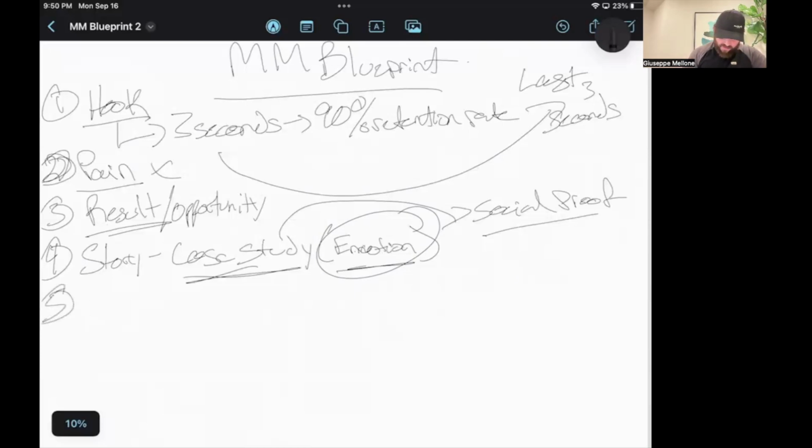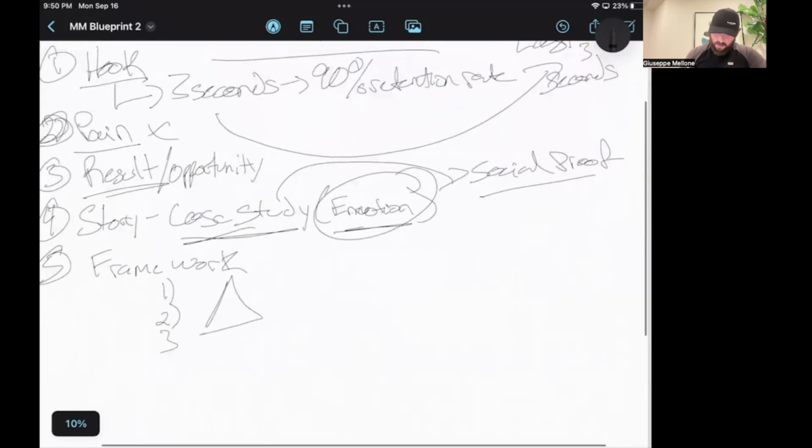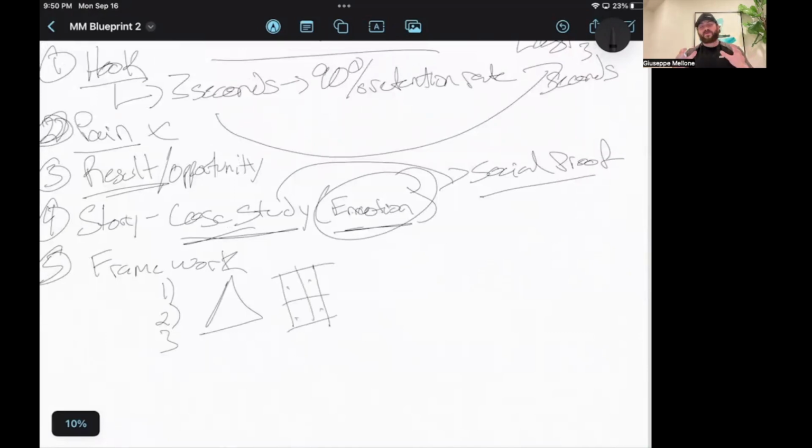Number 5, this is the framework. Okay. This is a little bit more about the how, right? This is where we talk a little bit about the features, the steps to get them to that solution. And when I say steps, it could be 1, 2, 3. It could be a visual triangle. It could be a square with 4 points. Whatever it is, you're explaining a little bit of the framework about how you get to solve your ideal client's problems.